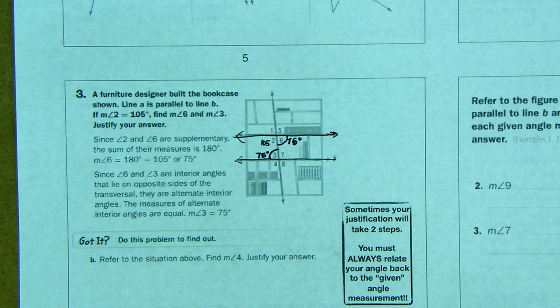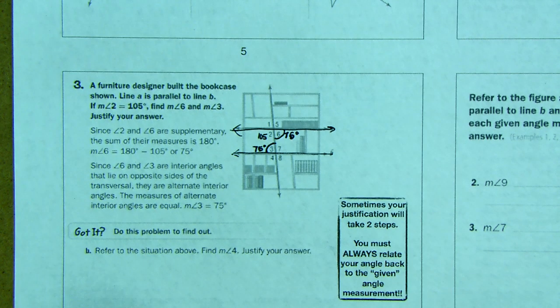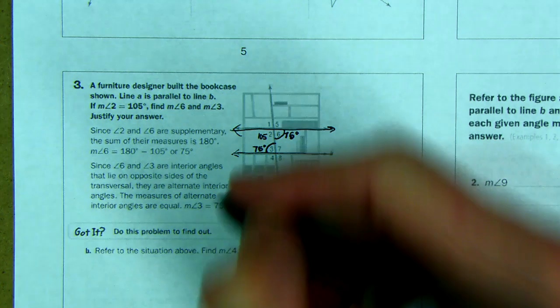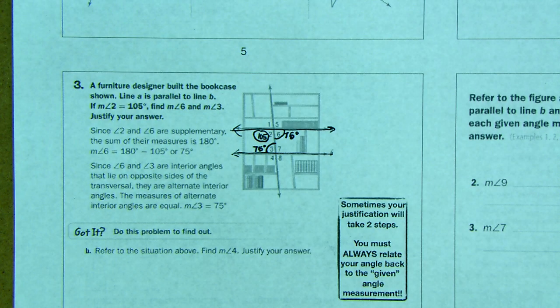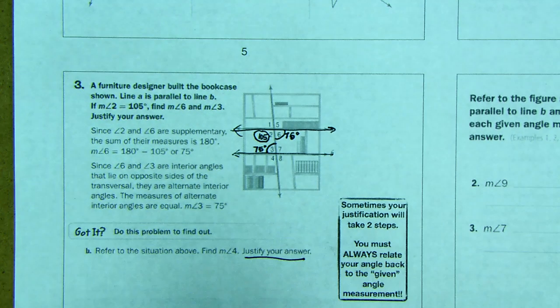All right, we're going to do letter B on our own. Refer to the situation above. Find the measure of angle 4 and justify your answer. Now remember, this is the hard part. Angle 2 is the only one they gave us, the only one we know for sure without a doubt. So whenever I'm justifying my answer, I have to relate that answer back to angle 2, our given angle. That's what this box over here tells you: you always take it all the way back to angle 2 because that's the one they started with.